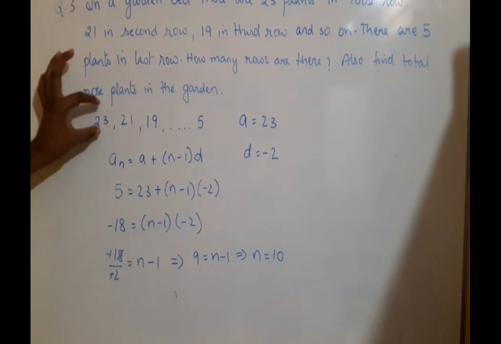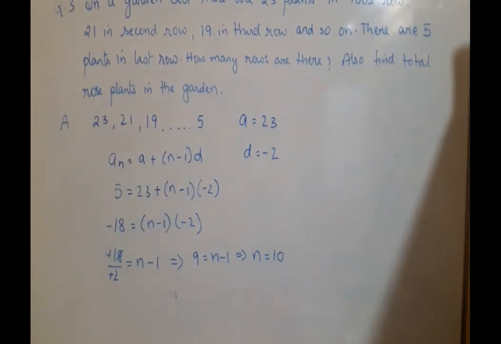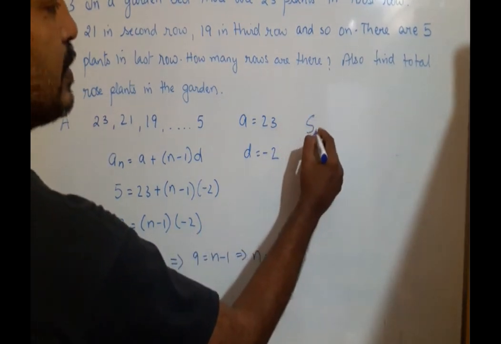First row is 23, second row is 21, and the 10th row has 5. So now we know the number of rows is 10. We know the first term and we know the common difference. So what do we have to find now? Since there are 10 rows, we have to find S10.